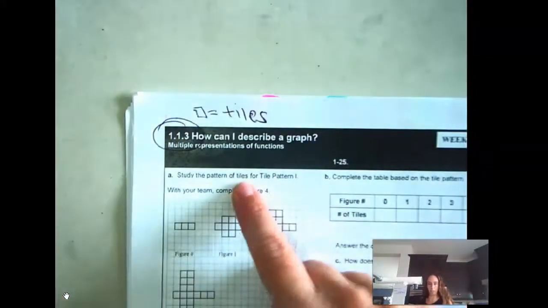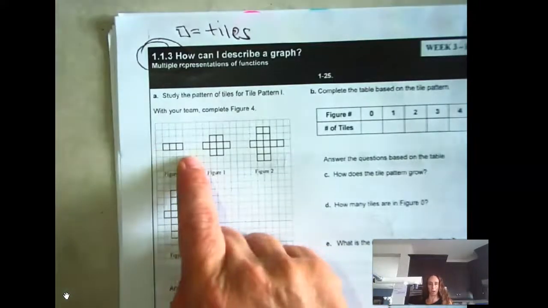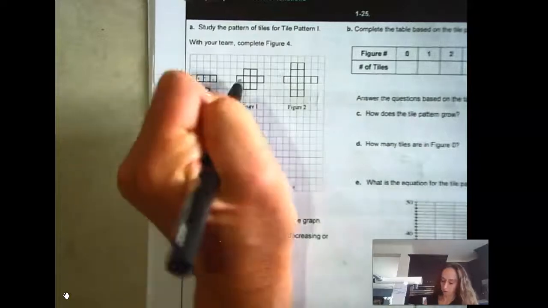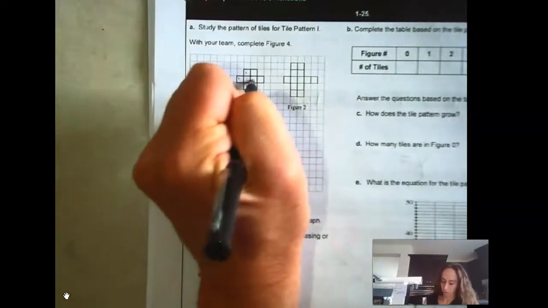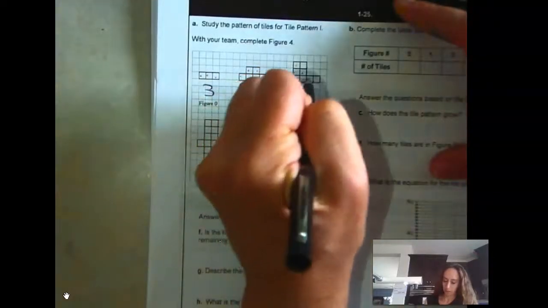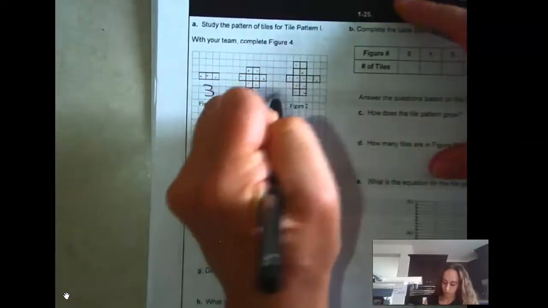So when you look here, see how it says tiles? They're just asking you to count that. Okay? So I do it. 1, 2, 3. 1, 2, 3, 4, 5, 6, 7, 8. 1, 2, 3, 4, 5, 6, 7, 8, 9, 10, 11, 12, 13.